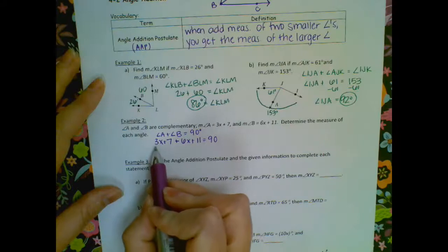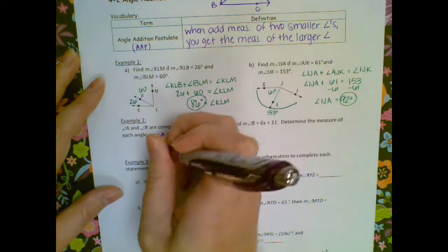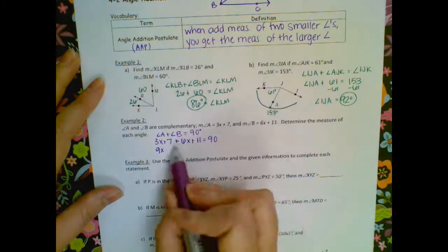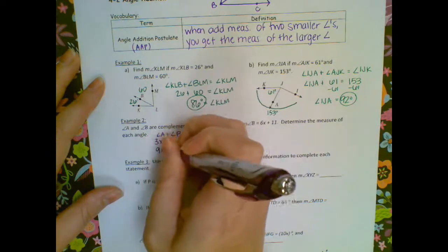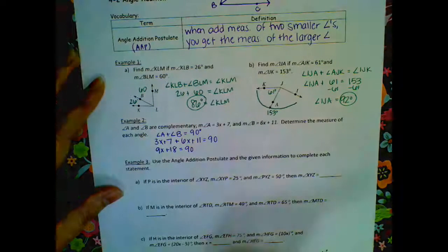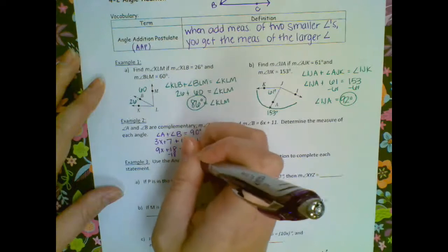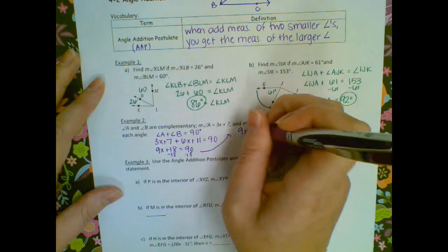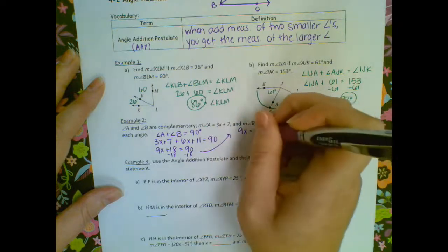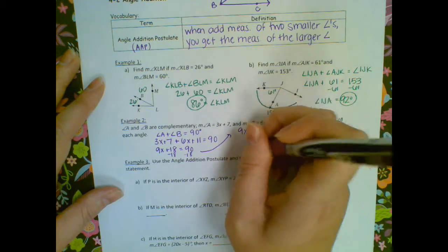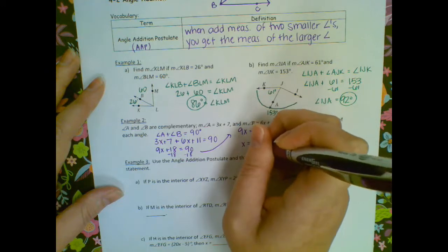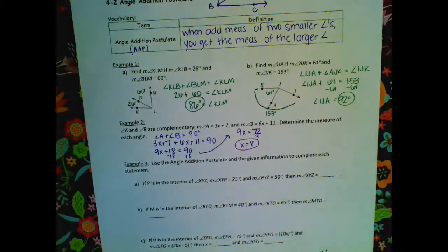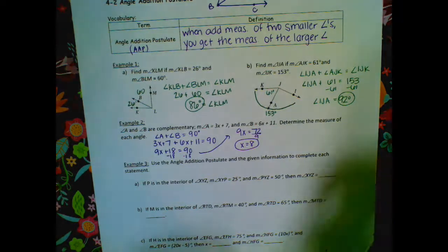Now, I'm going to combine like terms. 3x and 6x make 9x. 7 and 11 make 18, still equal to 90. If I subtract 18, now I have 9x equal to 72. And if I divide by 9, x equals 8. Okay. Now that's x. That's not the final answer, though. They want the measure of each angle.